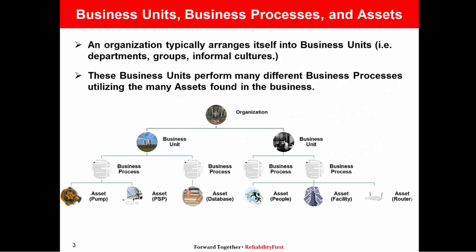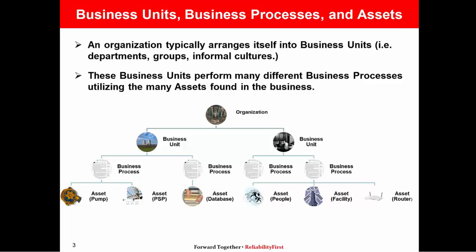Business units, business processes, and assets all make up an organization. They're typically arranged within an organization in departments, groups, and even maybe informal cultures. Business units perform many different business processes, utilizing many assets found within the business unit.